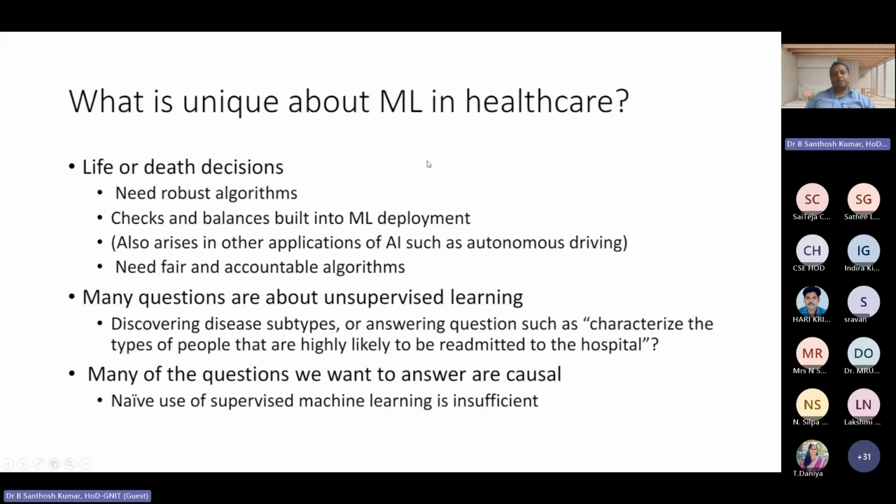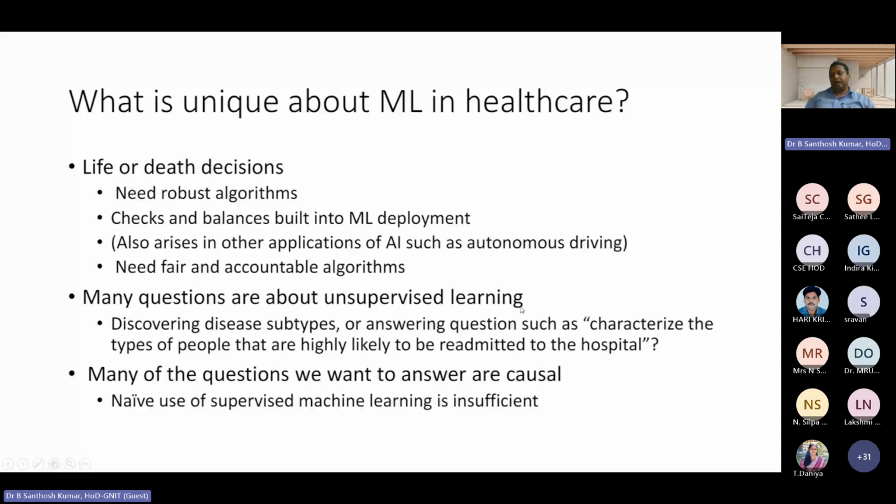So what is unique about ML in healthcare means life or death decisions. For example, surgery and all that. Previously the doctor would tell only after they practically did the surgery. But nowadays we can easily predict whether we can go for surgery or go with some radiation, so that we can dilute that particular cancer part. Like that we can take the decisions.